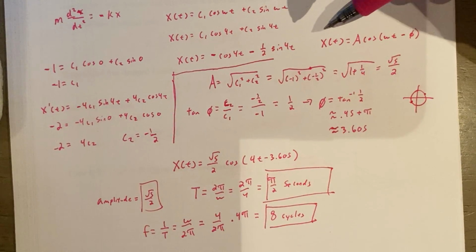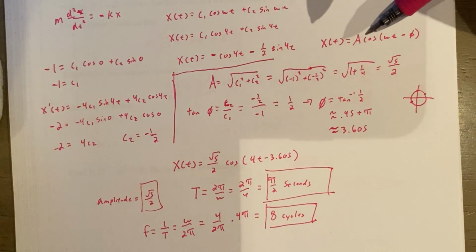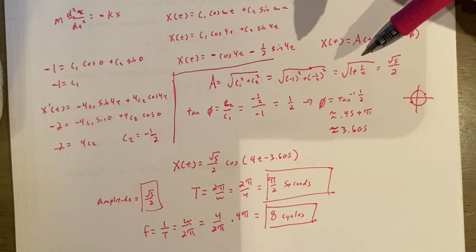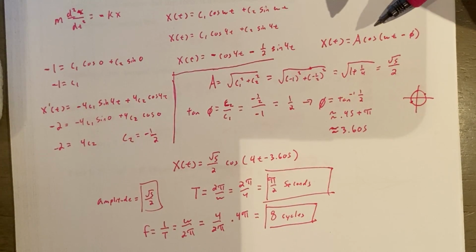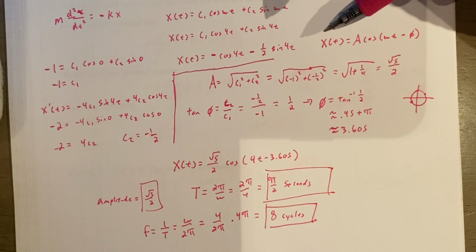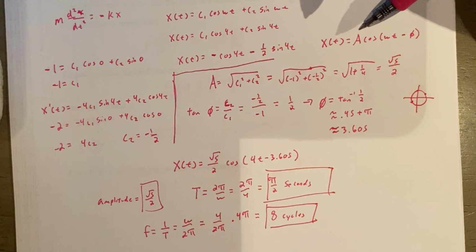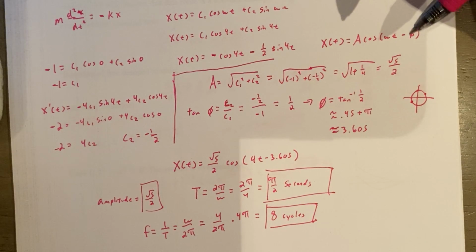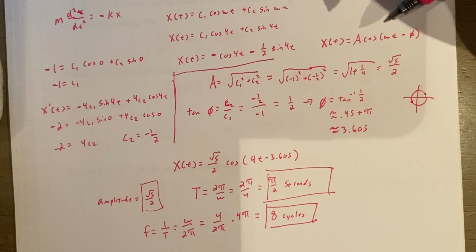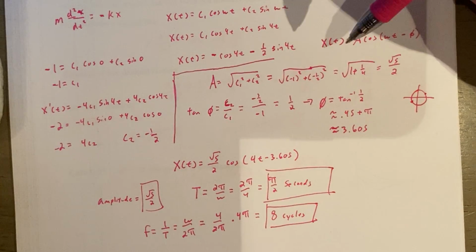So I'm going to change this one in terms of cosine. I'm going to show how you can change it in terms of either cosine or sine. Here I'm going to show you how you can change it in terms of cosine. So what we're going to do is change it to be our amplitude times cosine of omega t minus phi. All these Greek letters.